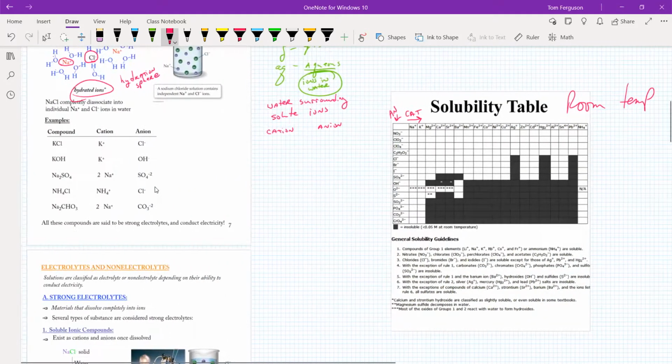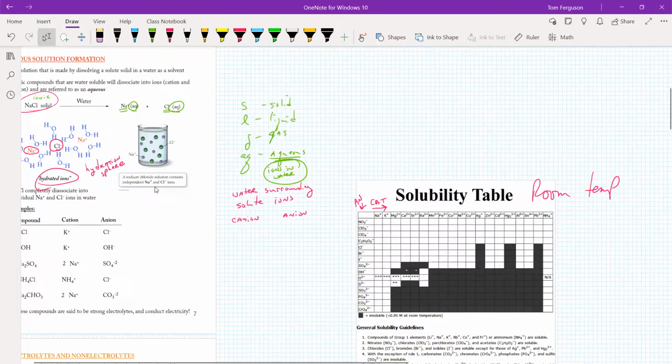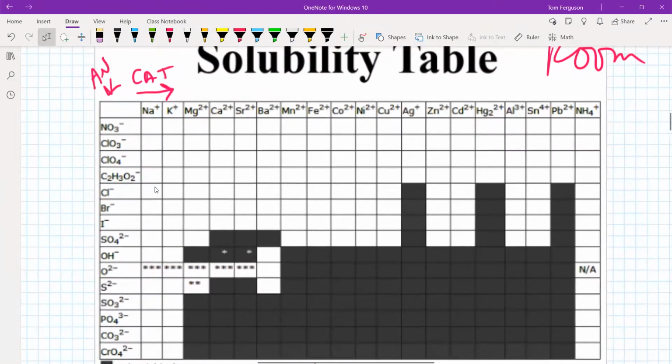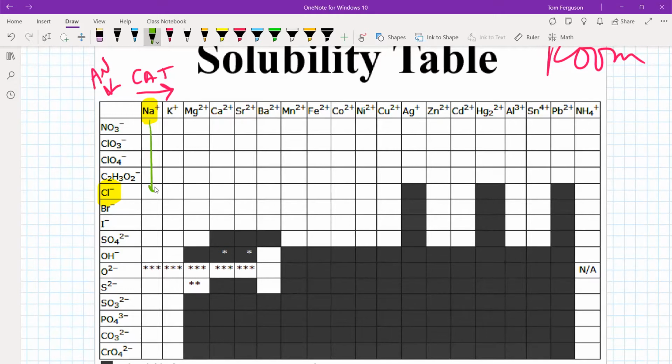So we just looked at sodium chloride. So let's now look on our chart here and find sodium, our cation, and chloride, or anion. And when those come together, it's a white square. White means they stay separate. Okay, so you might be asking, Ferguson, why is this black and white thing we're talking about here? Well, sometimes when the two get together they don't stay separated and they come together.